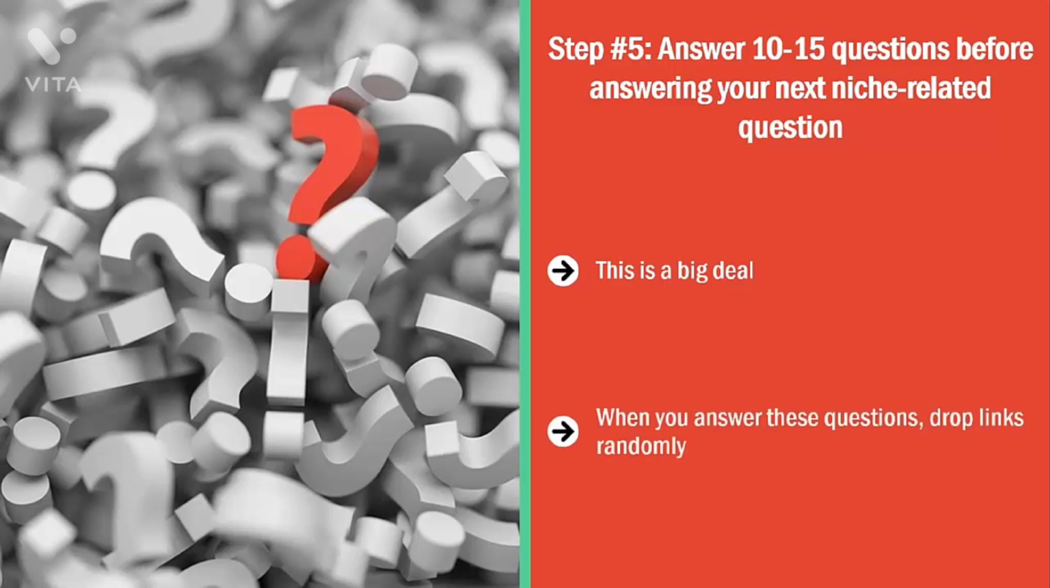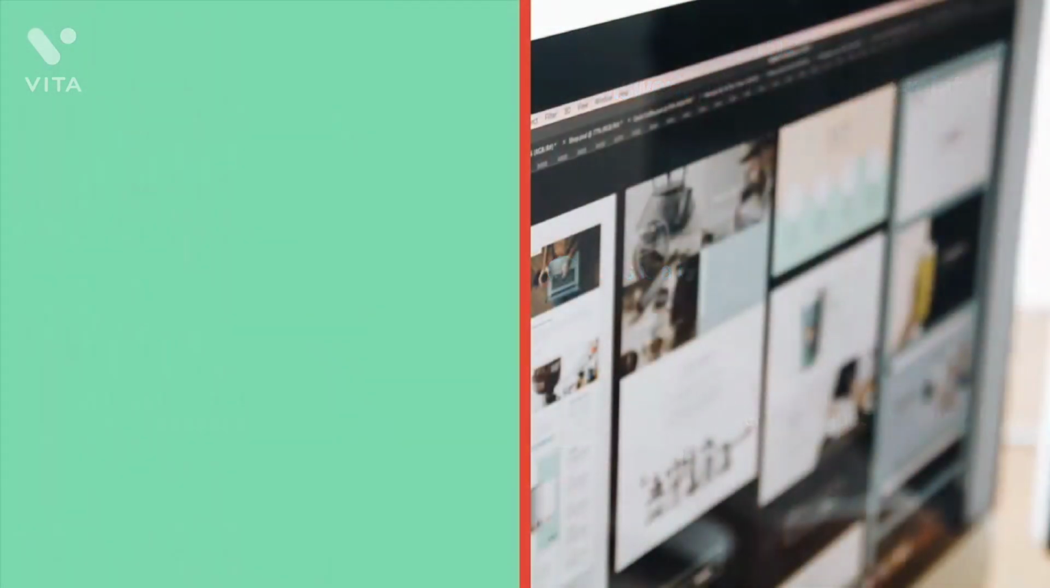When you answer these questions, drop links randomly. This is curated content that answers their questions and is extremely helpful. These links are not related to your niche. When you do this, you build authority. You begin to look like a legitimate and bona fide member of the Quora community.